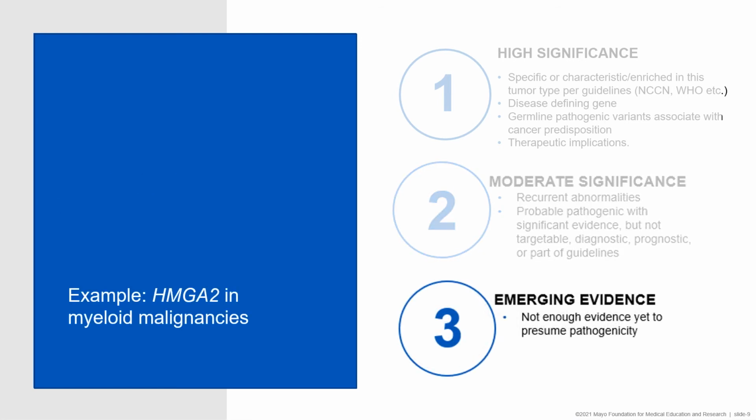And then there are genes with emerging evidence. So these are genes that have not enough evidence to presume pathogenicity within this disease type. So one example is HMGA2 in myeloid malignancies. Often fusions in HMGA2 are activating. However, we don't know enough about this gene in the context of myeloid malignancies to call it pathogenic.